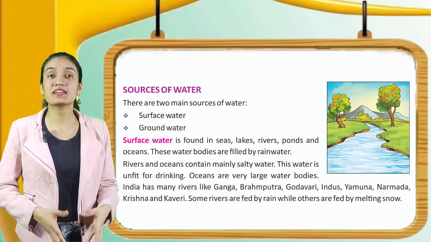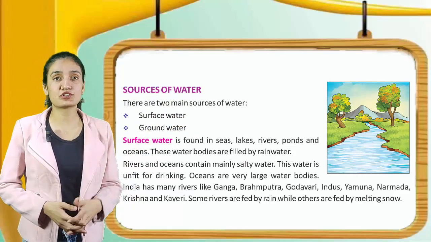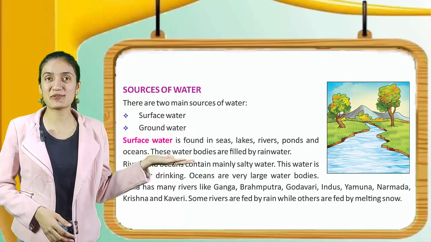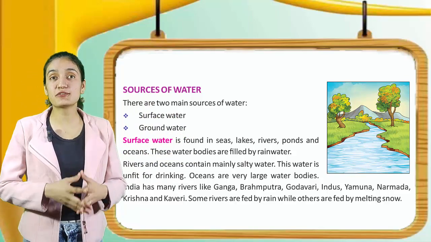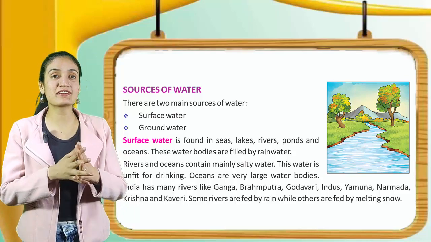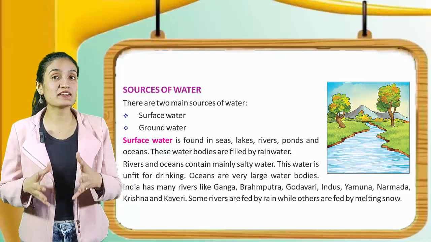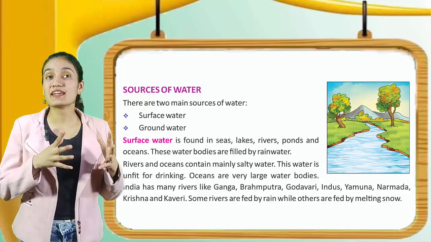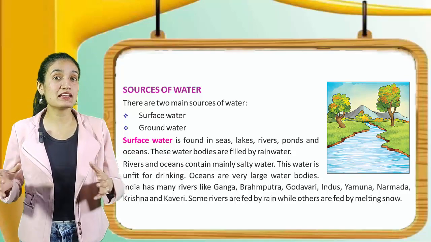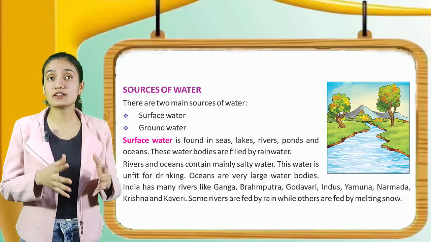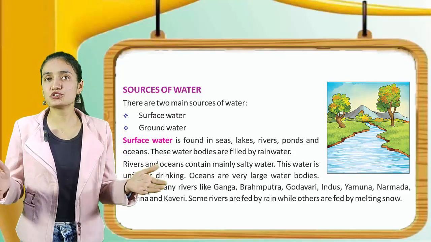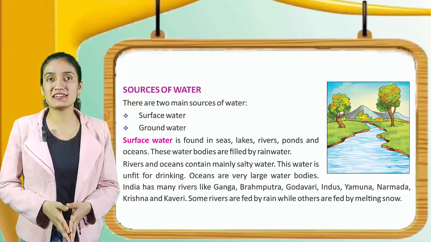Sources of water. There are two main sources of water, surface water and groundwater. Surface water is found in seas, lakes, rivers, ponds and oceans. These water bodies are filled by rainwater. Rivers and oceans contain mainly salty water. This water is unfit for drinking. Oceans are very large water bodies.